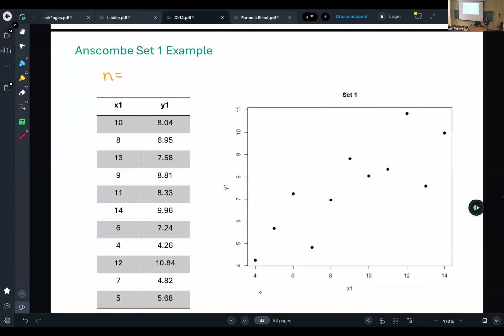What would our n be? I give you some x's and some y's, and it's from set one of the data. What would you say is n?